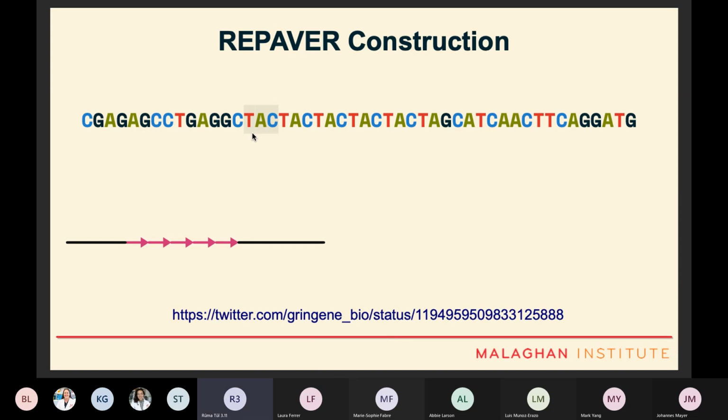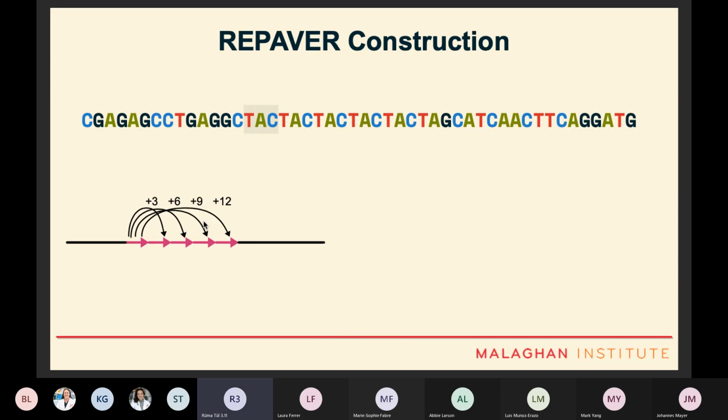In this instance, my repeat is 3 bases in length. A 3-base trimer with the sequence TAC, which for simplicity I have represented below as a magenta arrow. This sequence is present 5 times. So that first arrow is repeated 4 times, 3 bases away, then 6, then 9, then 12.